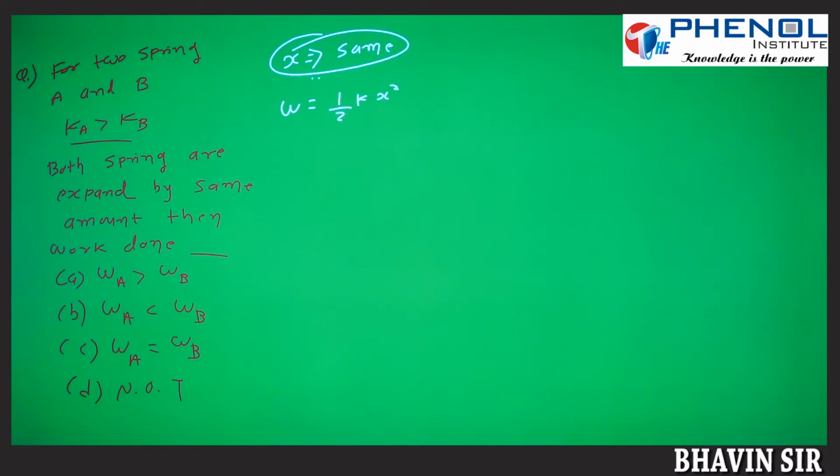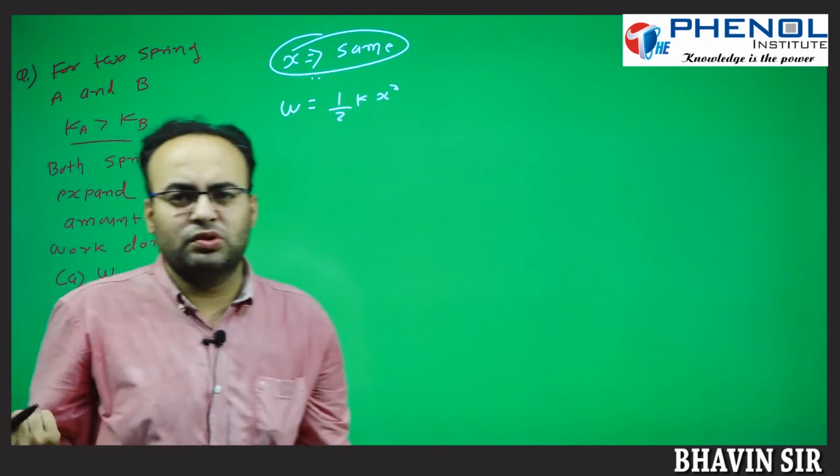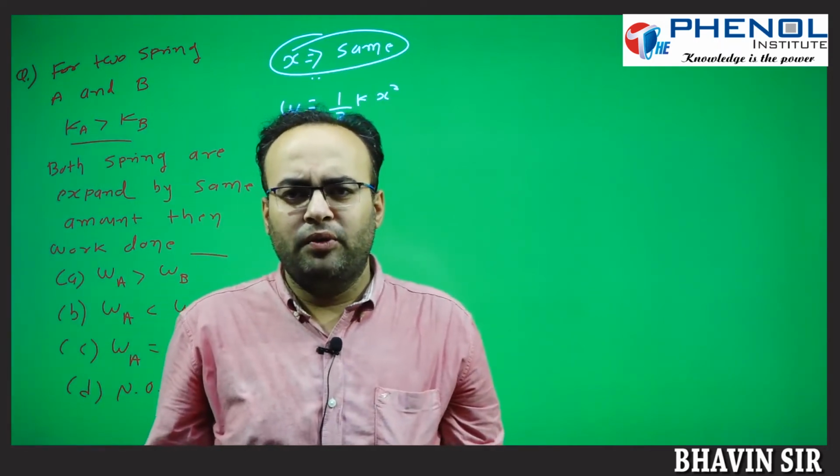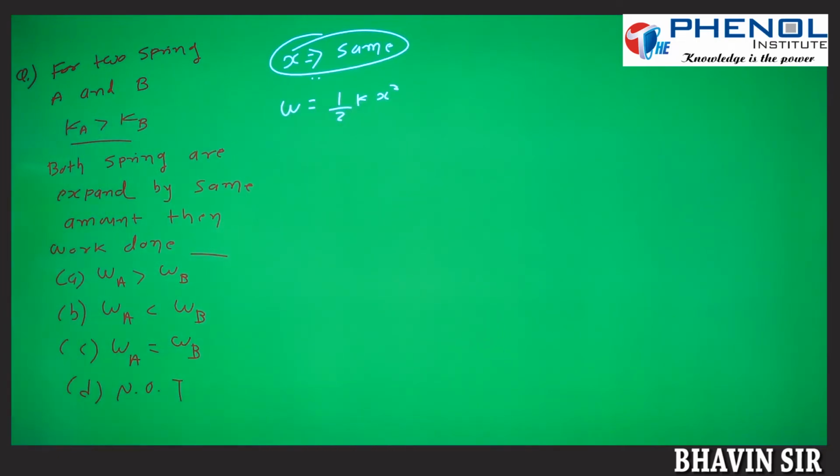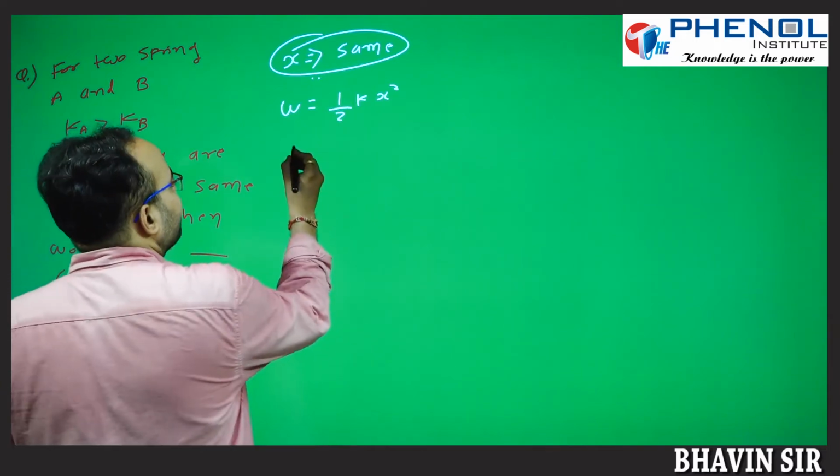Work done means energy stored. And what is the energy stored? Half kx square. Okay. So how to obtain, students? See here, x is the same.